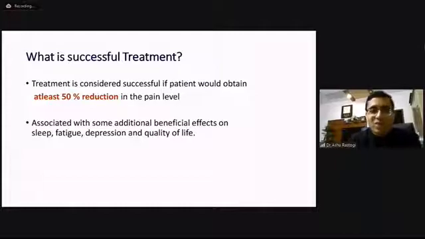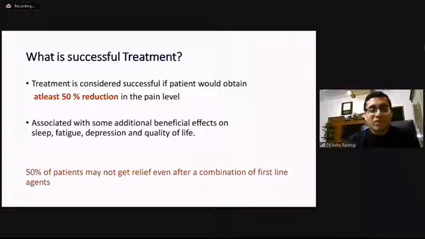What the guidelines also suggest is that if you are choosing a drug, it should be successful, and success is defined as the patient obtaining at least a 50% reduction in pain levels, which we usually assess by visual analog scales. So if a drug can reduce the pain by 50%, this is a good success. Just remember, a 50% reduction is a good success for whatever treatment for painful diabetic neuropathy you are using. It should have some additional benefits, like being beneficial in sleep and also improving the quality of life.